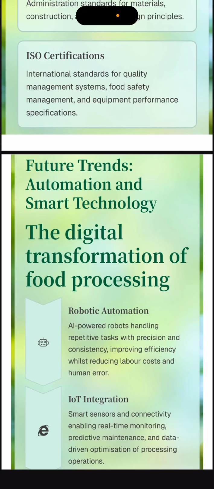IoT integration. IoT is the Internet of Things. By embedding smart sensors in equipment, facilities can monitor operations in real time. A sensor on a motor can track its temperature and vibration, predicting a failure before it happens, which is known as predictive maintenance. Other sensors can monitor temperature, pressure, and flow rates, providing a wealth of data that can be analyzed to optimize processes, reduce waste, and improve efficiency.